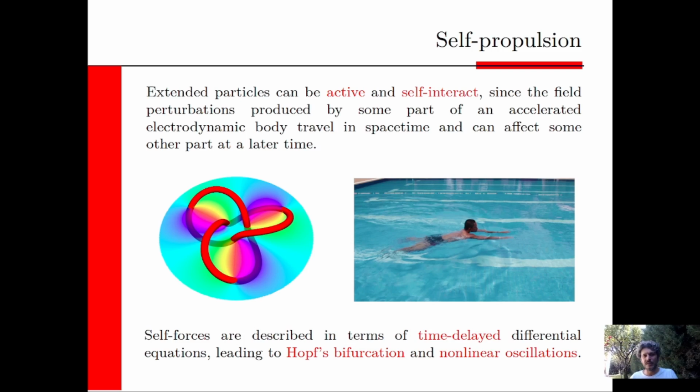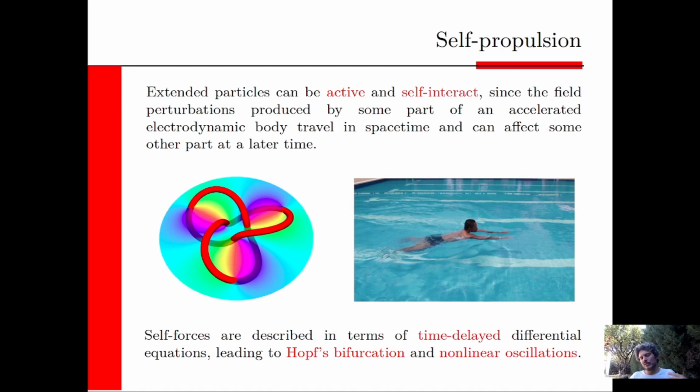So if, on the other hand, we assume that particles are extended objects, they can be active and they can self-interact electrodynamically, because the field perturbations produced by some part of an accelerated electrodynamic body travel in space-time and can affect some other part at a later time.